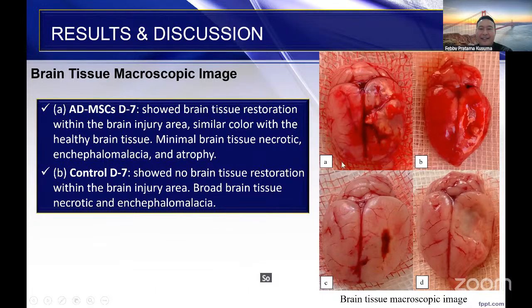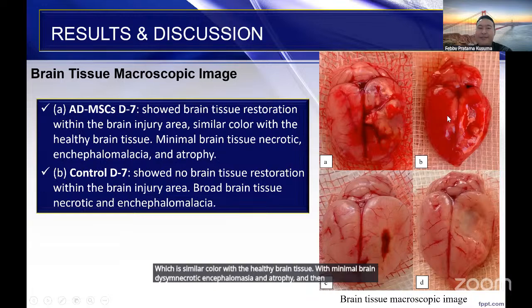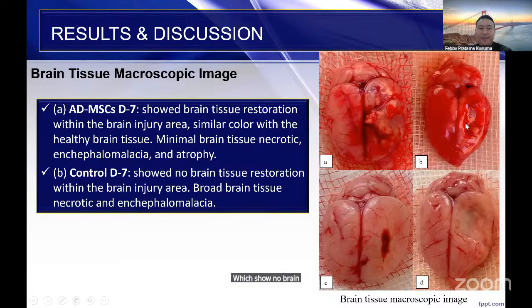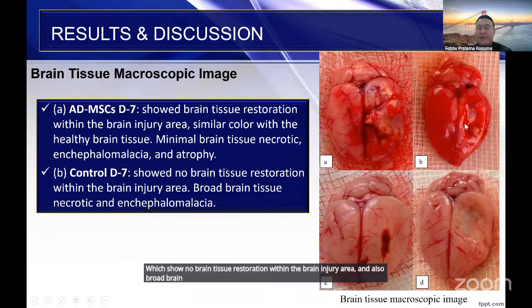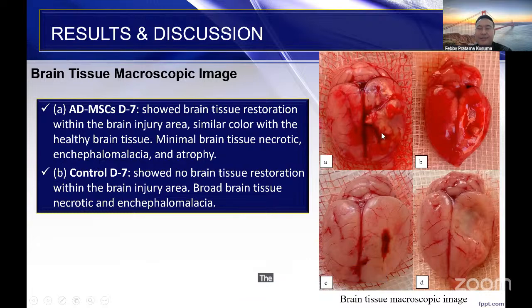So the A image is the therapy group brain on day 7. It showed brain tissue restoration within the brain injury area, similar in color to the healthy brain tissue, with minimal brain tissue necrosis, encephalomalacia, and atrophy. And then we compare it to the control group on day 7, which shows no brain tissue restoration within the brain injury area, and also broad brain tissue necrosis and encephalomalacia. The A is the therapy, the B is the control on day 7.